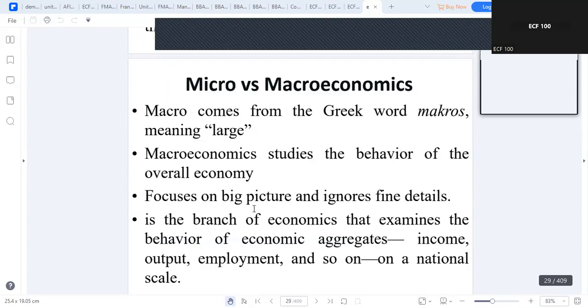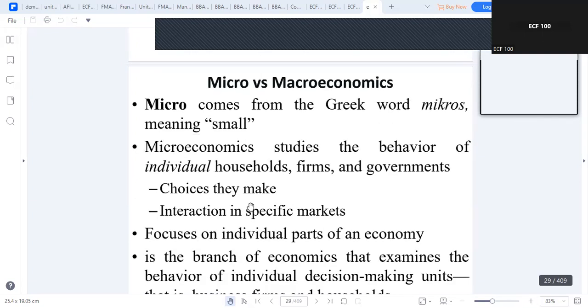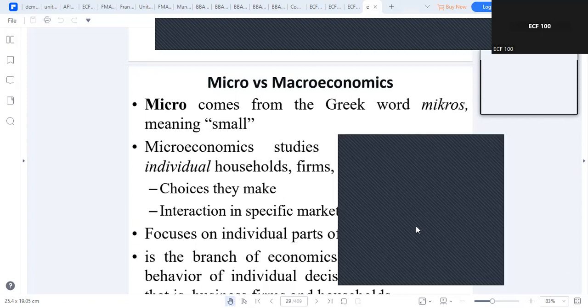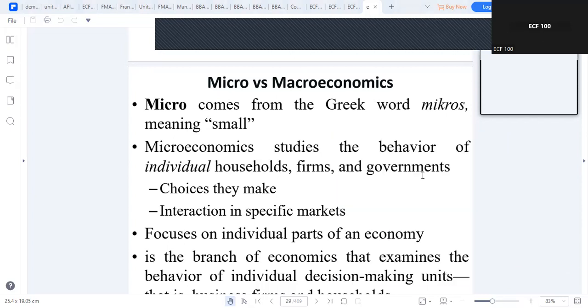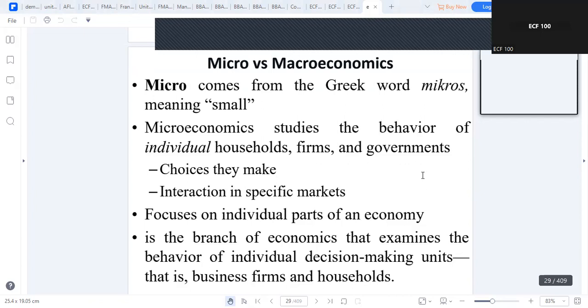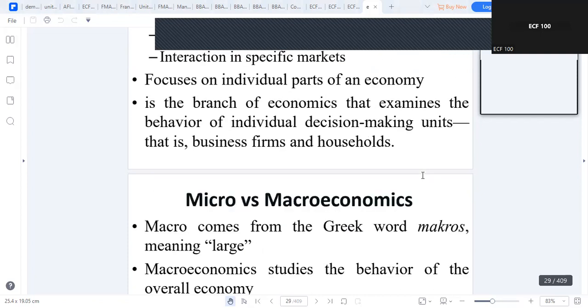Now, I want us to go on to the concept of microeconomics. Microeconomics emanates from the Greek term micros, which means small. So microeconomics, therefore, is the study of individual behavior of firms, households, and governments on the choices they make and the interactions in a specific market. So microeconomics is simply a branch of economics which examines the behavior of individual decision-making. That is, from the perspective of the firm, the business, or the households.